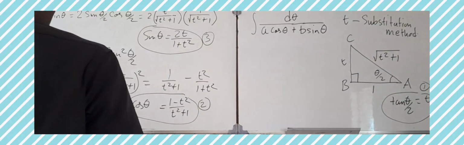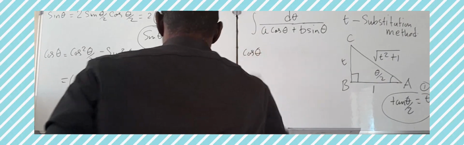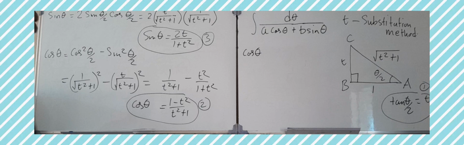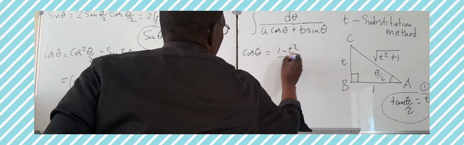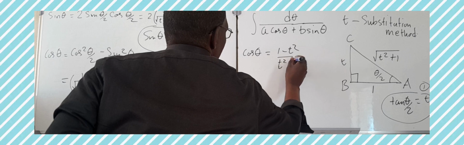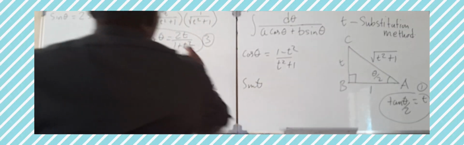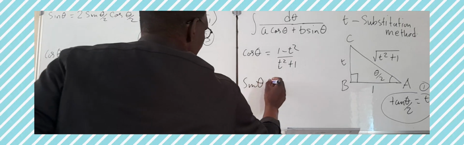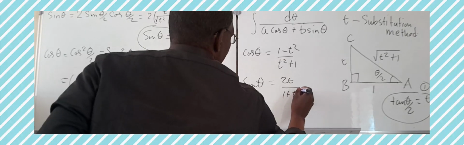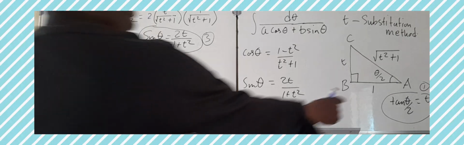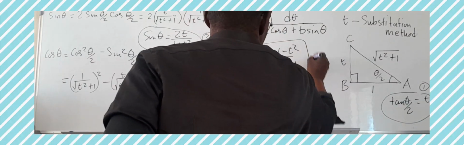Right, so our cosine of theta, we have found, is equal to 1 minus t squared over 1 plus t squared. And our sine of theta is equal to 2t over 1 plus t squared. And of course, our tan of theta over 2 is that. So we need all this.